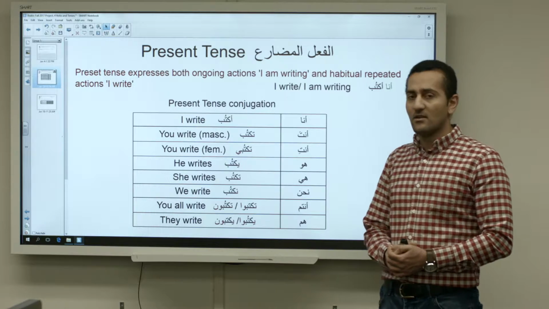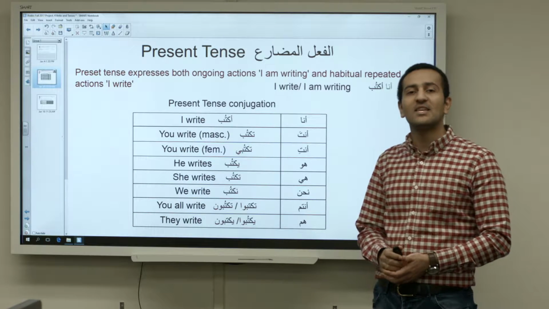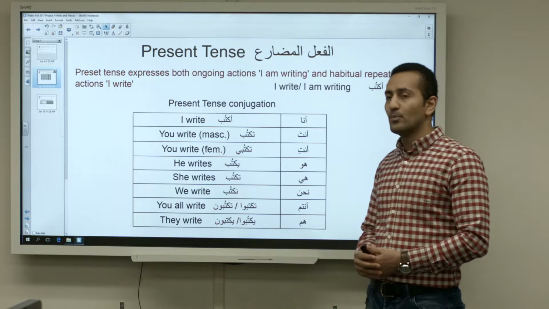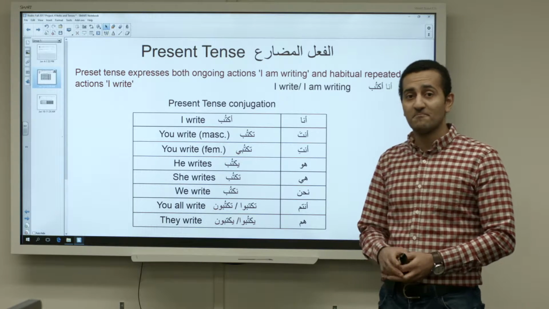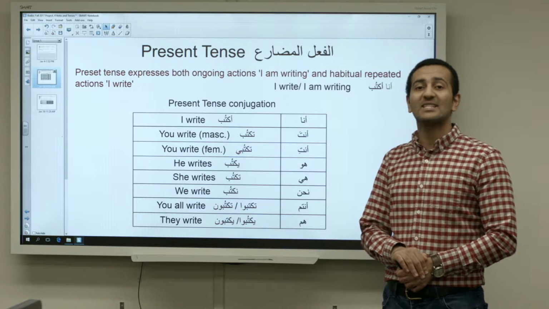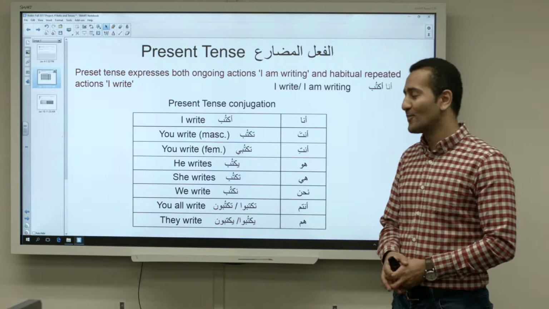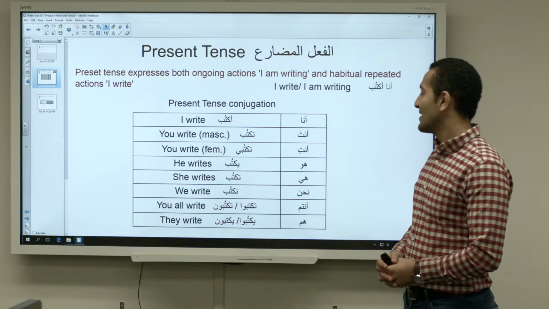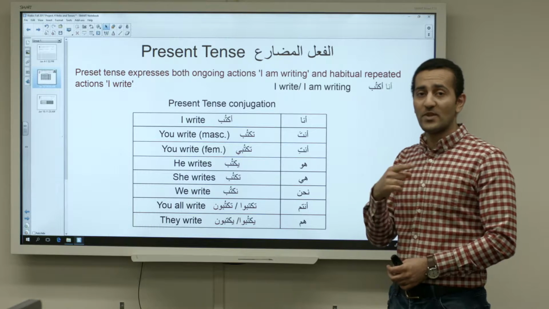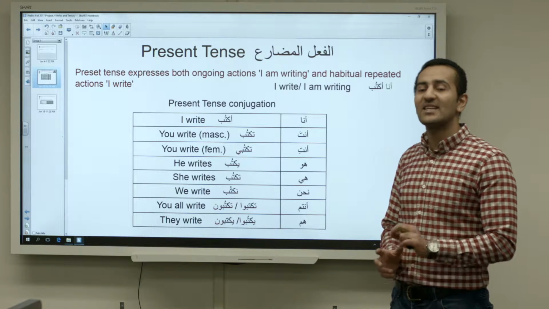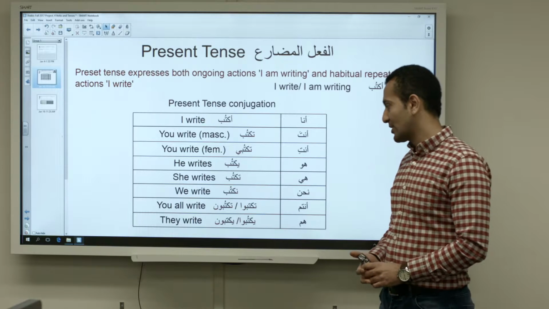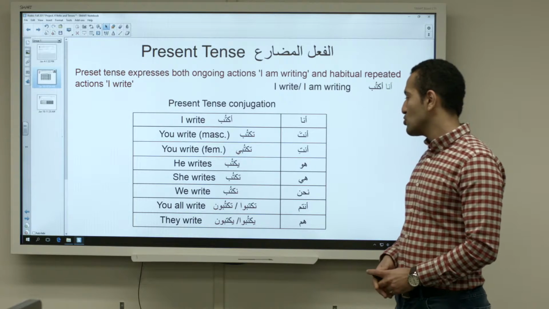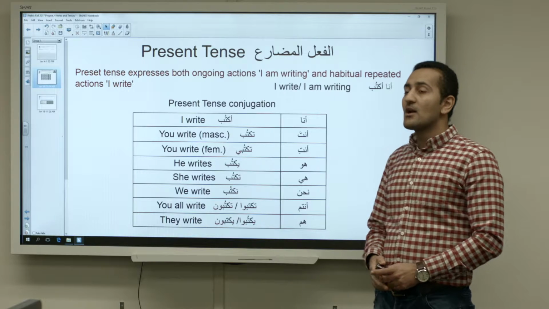And then he writes يكتب. She writes تكتب. And then we write. We is نكتب. And then you all write.